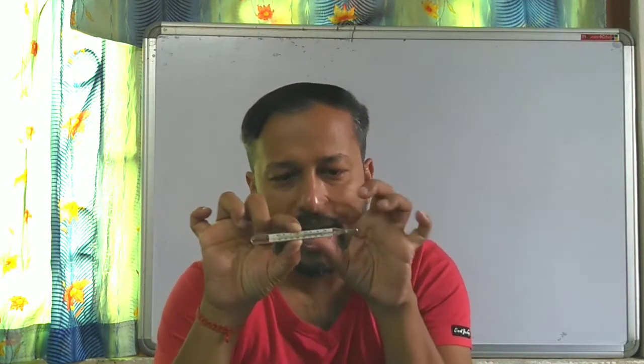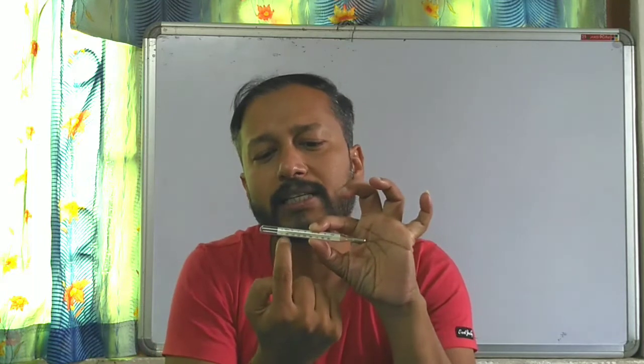The first thermometer we call the Celsius thermometer, which shows the temperature in degrees Celsius. The next is the Fahrenheit thermometer, which shows the temperature in Fahrenheit. And the third is the Kelvin thermometer, which shows the temperature in Kelvin. Got it? Now, if you see a thermometer, you will see that a few marks are there.